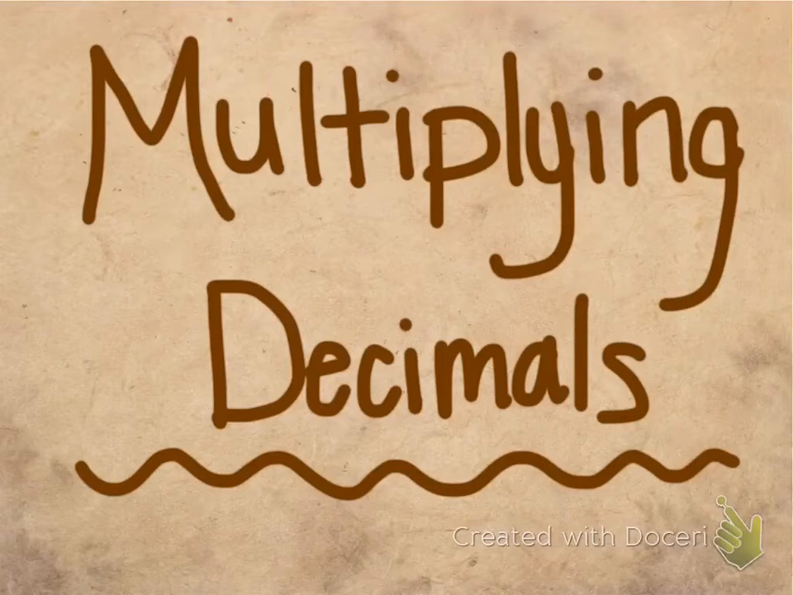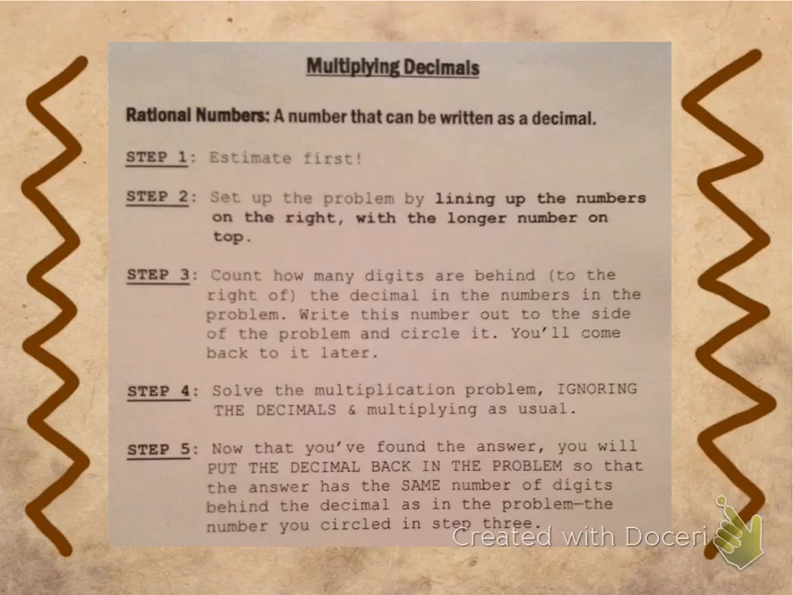Today we are going to learn how to multiply decimals. But first I want to talk to you about a rational number. We are moving into rational numbers, and a rational number is a number that can be written as a decimal. So decimals are what we call rational numbers. Our step one is to estimate first.